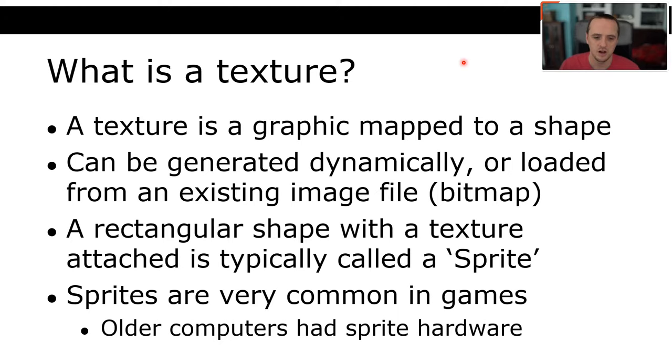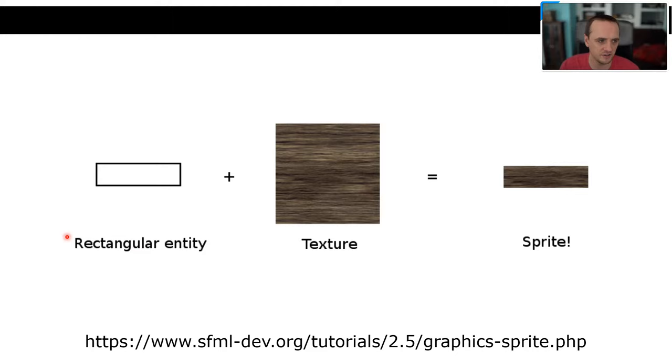A rectangular shape with a texture attached is typically called a sprite. Okay, so if we have a rectangular shape with a texture attached, and that's what we want to draw in our game, we have something called a sprite. And sprites are very, very common in games. And older computers actually had sprite hardware, so it had a special place in memory. So for example, I think the Commodore 64 had 8 dedicated sprite slots. And so it was actually like a 128 by 128 spot in memory where you could define the pixel values that get drawn to the screen. So again, rectangular entity plus texture equals sprite.